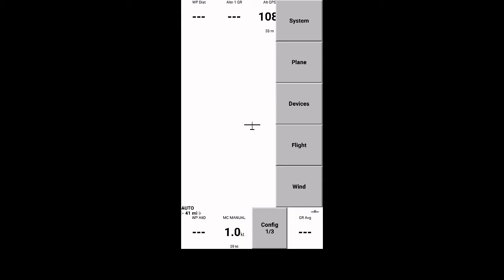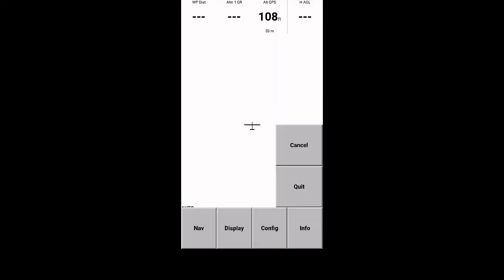At the bottom, you can see that there are three different sets of menu buttons in this config menu. I can cycle through them. This is config 2, config 3. One more click closes it. So double tap opens the menu, config.